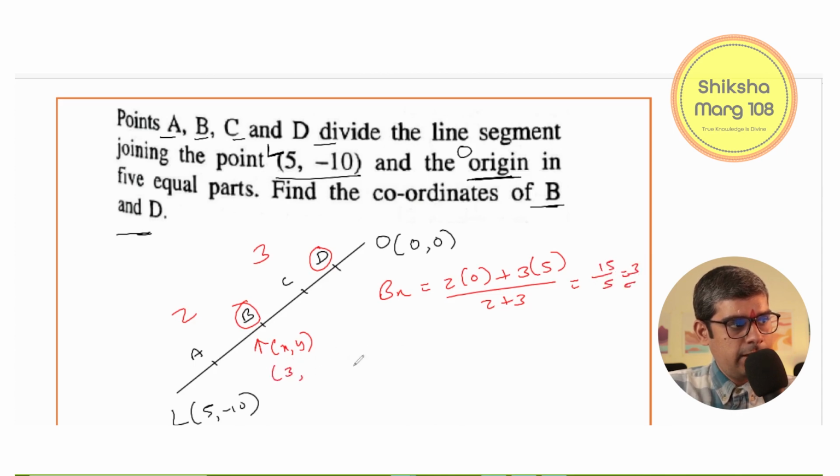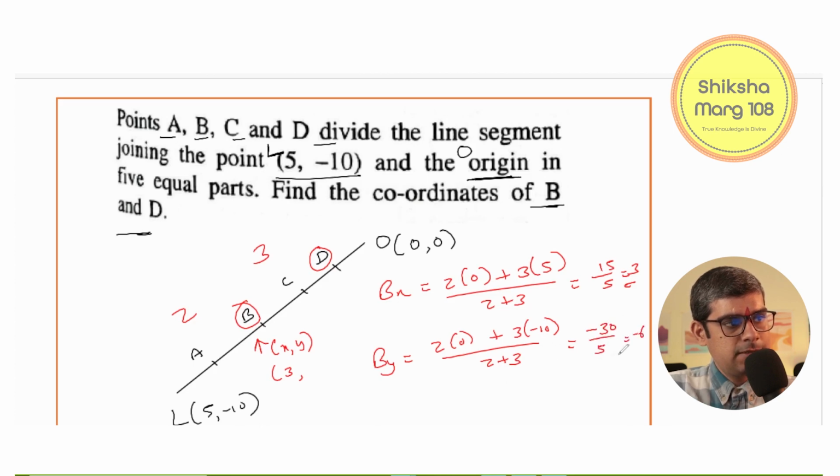That's quite straightforward, yeah? And then we do the same for the y coordinate of B, which is going to be 2 times 0 plus 3 times minus 10, the whole over 2 plus 3. That's going to be 0 minus 30. So I'm just going to write that down. Minus 30 over 2 plus 3, which is 5. That's going to be minus 6. So we got the value of the y coordinate is minus 6 as well.